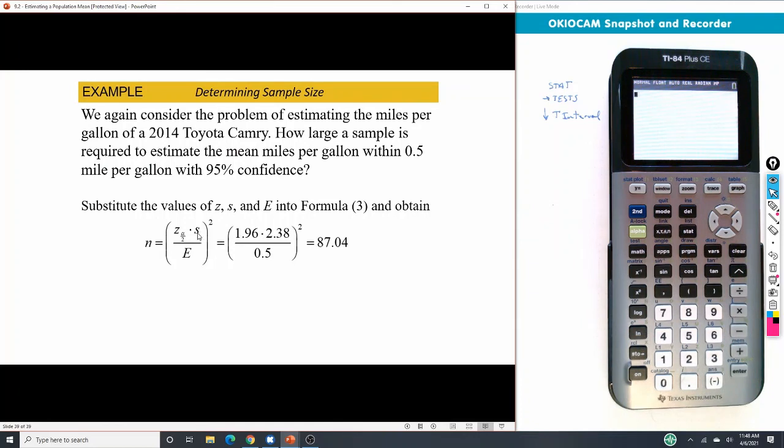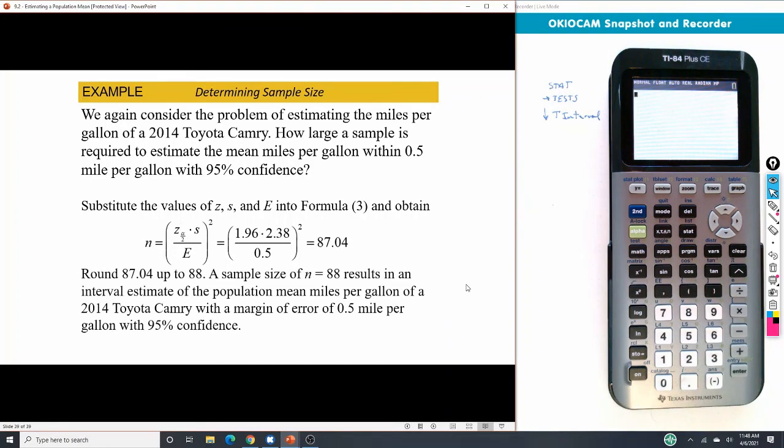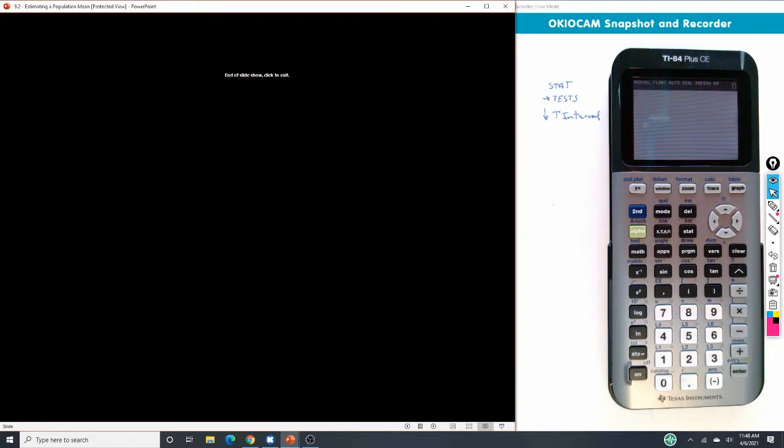Now S, we calculated a moment ago in the previous problem. That would be given to you in your problem, which is 2.38. And then it said within 0.5 miles per gallon. So that is our margin of error here, and then we square that. So we put all that in our calculator, we get 87.4 with that. Now again, we always round up on that, so we need a sample size of 88 in order to get this 95% confidence interval. Okay. All right, so those are the things that we're going to need here for 9.2.